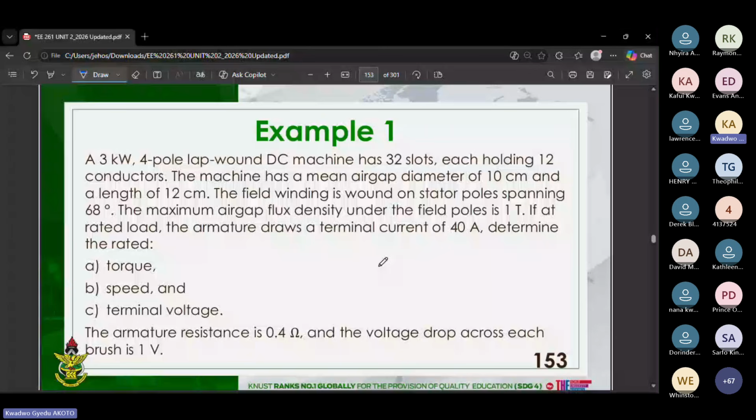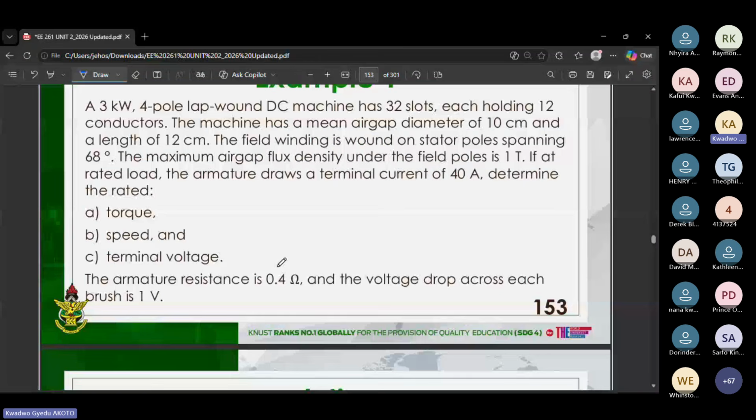If at rated load, the armature draws a terminal current of 40 amperes, determine A, the rated torque, B, the rated speed, C, the rated terminal voltage. The armature resistance RA is 0.4 ohms. The voltage drop across each brush is 1 volt. So we are not neglecting voltage drop across the brushes, okay?